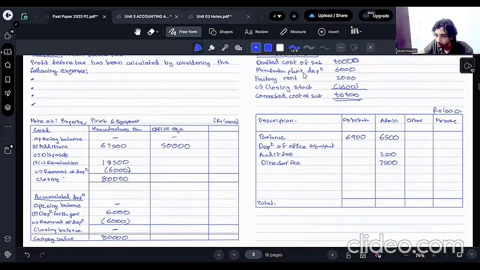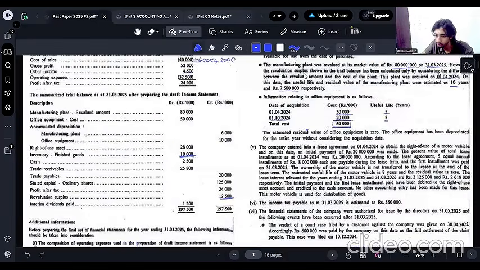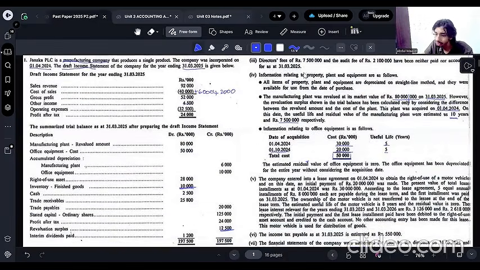Office equipment. So in 2025, actually the company accounts question is not very complicated. Okay. But then it was tested a bit differently by adding manufacturing account related cost, which was already tested in 2023. And this drafted income statement thing doesn't make a huge difference compared to the previous year company account question. So then the estimated residual value of the office equipment is zero. The office equipment has been depreciated for the entire year without considering the acquisition date.